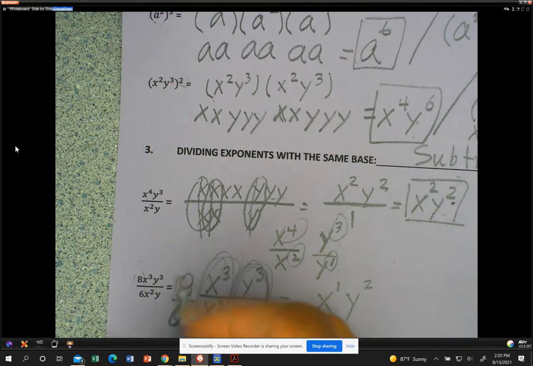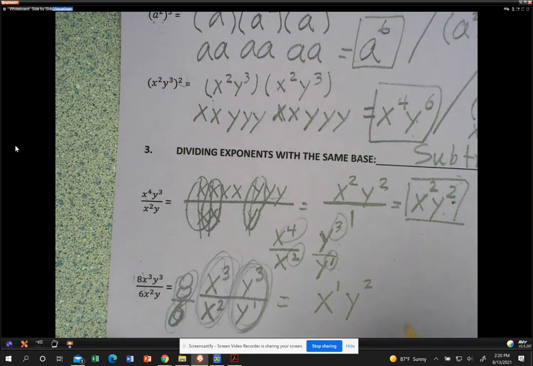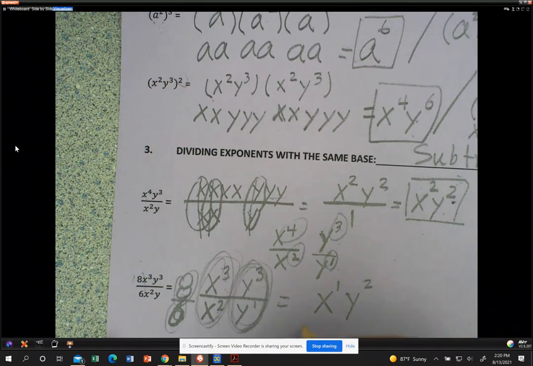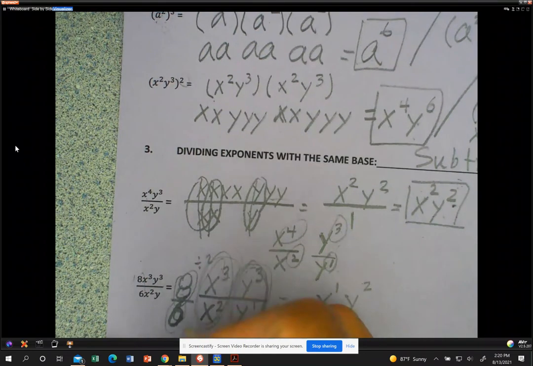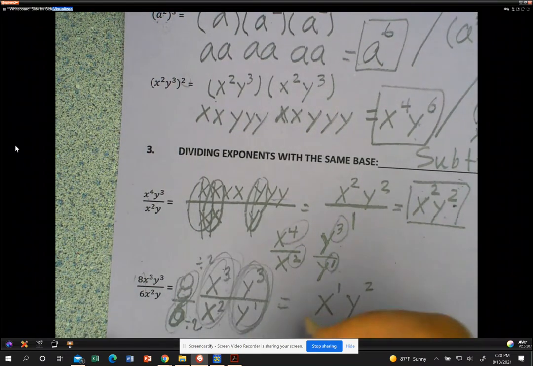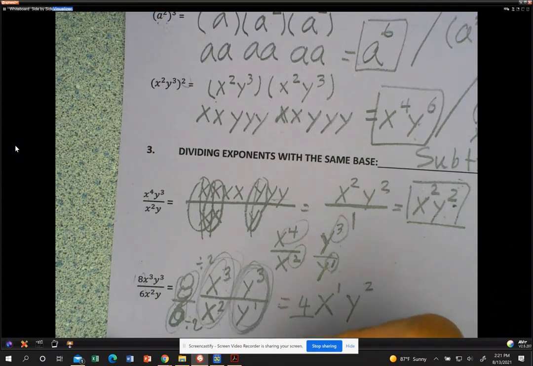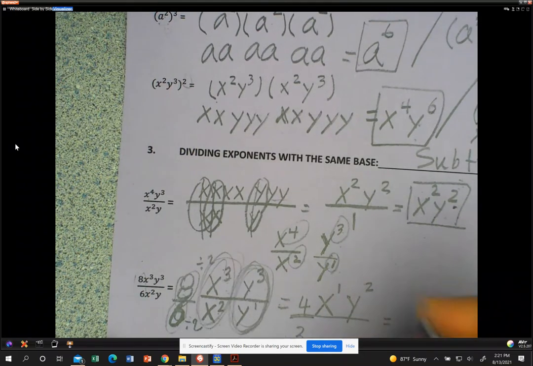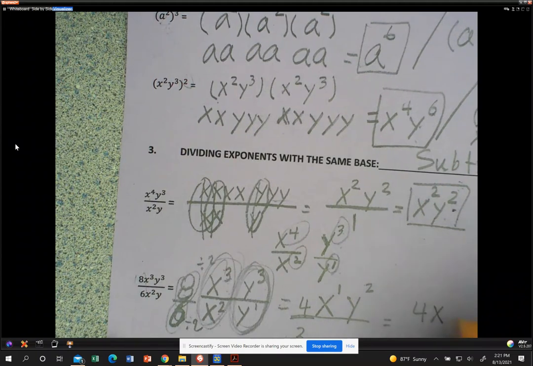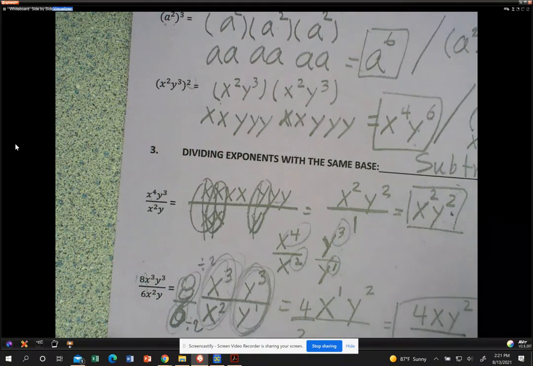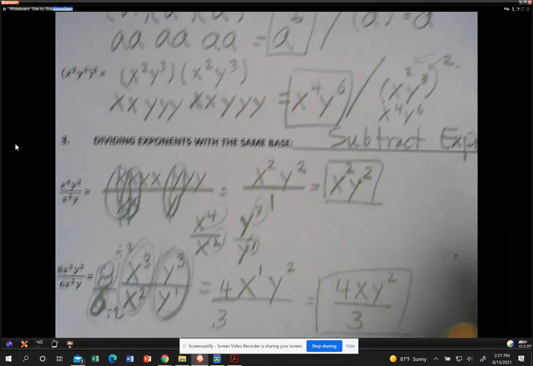Alright, we just need to reduce 8 over 6. Do you guys remember how to reduce fractions? 8 over 6? What number goes into both of them? Anybody have an idea? 2. So you divide each one by 2. So what is 8 divided by 2? 4. 4 over 3. Very good. So this is it. So let me clean this up. This is 4x y to the second all over 3. So this is how it looks when you clean it up. All right? Sorry about that.